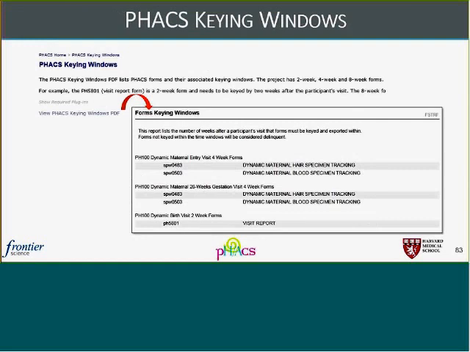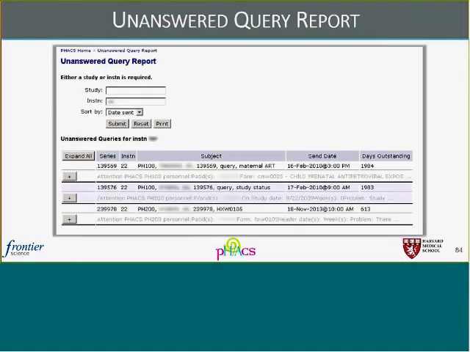The PHACS keying window, so this is the information you need to know when you need to enter your forms. After your visit, the visit form is a 2-week form, and that starts the clock ticking, and your other forms need to be entered. Generally speaking, they're 2-, 4-, and 8-week forms, and this is listed on the portal, so you'll want to check this at the beginning of the study to see what those keying windows look like.